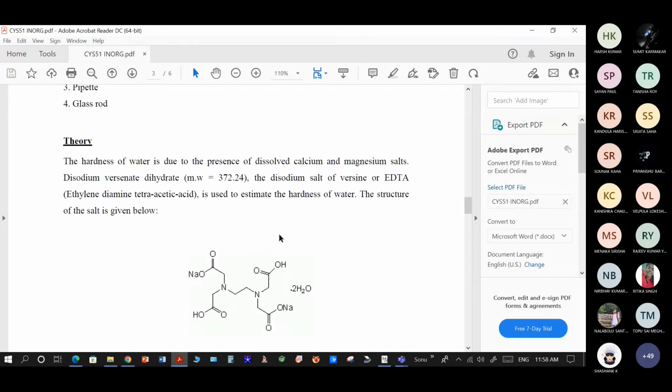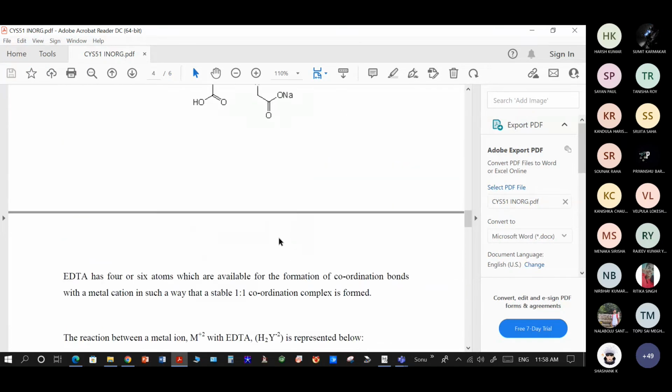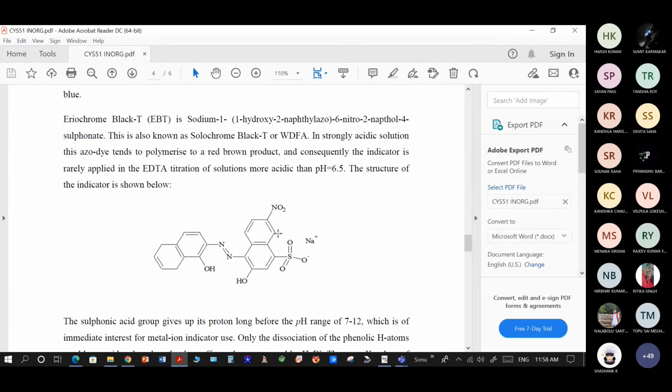So EDTA is a better ligand than the Eriochrome Black T. Eriochrome Black T is this one. Can you see? Here there is SO3 minus and sodium plus. So this will be soluble in water, because ultimately Eriochrome Black T is going to change its color between the protonated form and the metal complex form.